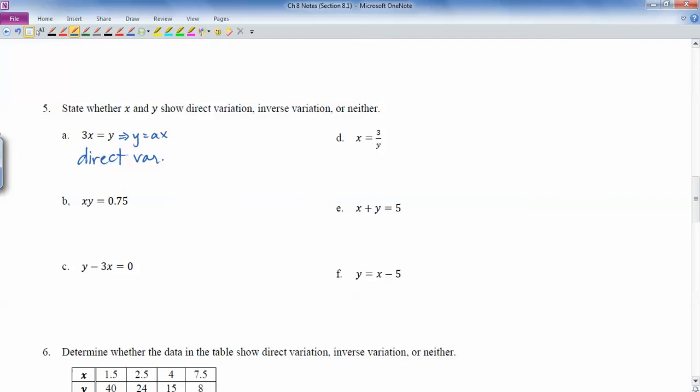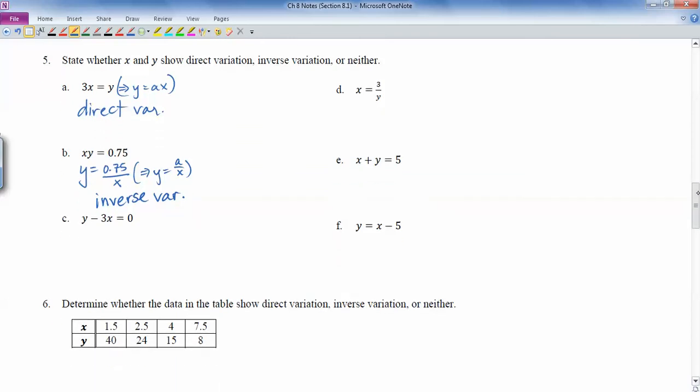In B, we've got xy equals 0.75. Well, you're supposed to solve for y to figure this out. So y equals 0.75 over x. You'd have to divide both sides by x. Well, now that's in y equals a over x form, right? That means that it's going to be inverse variation. By the way, inverse here is not the same thing that you're thinking of where you switch the x's and y's. That's different. In this case, inverse kind of means like flip the fraction.